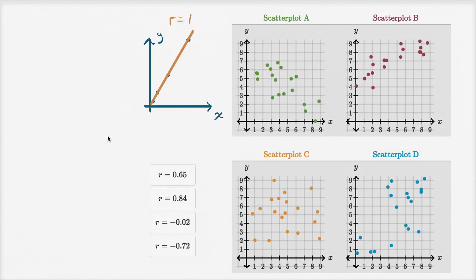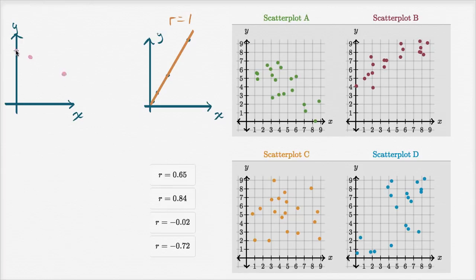Now, what would an R of negative 1 look like? Well, that would once again be a situation where a linear model works really well, but when one variable moves up, the other one moves down, and vice versa. So let me draw my coordinate axes again. So I'm going to try to draw a data set where the R would be negative 1. So maybe when y is high, x is very low. When y becomes lower, x becomes higher. When y becomes a good bit lower, x becomes a good bit higher.